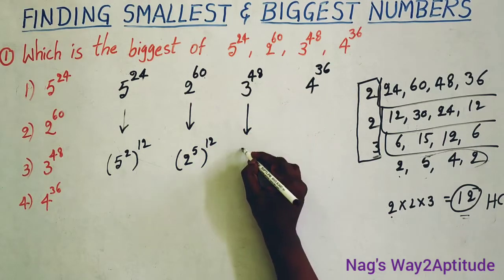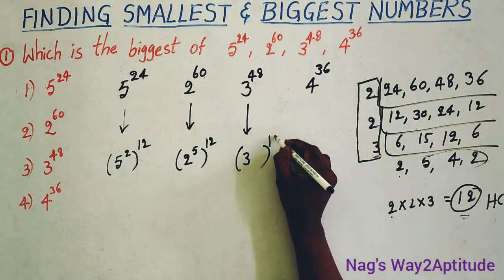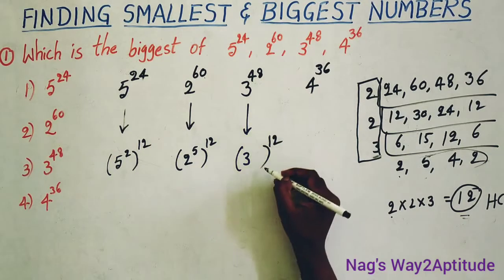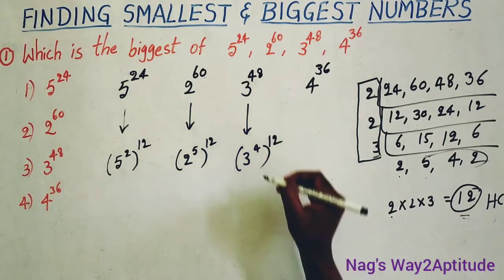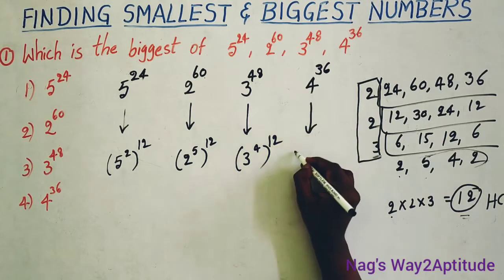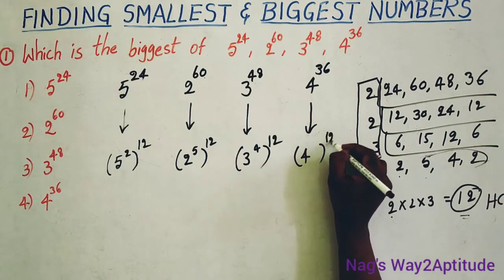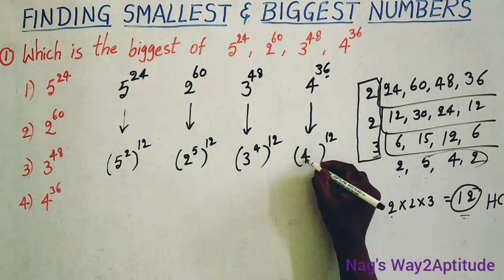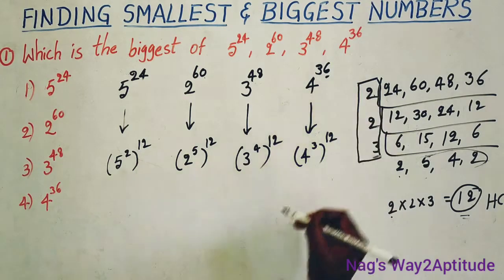Now 3 power, the HCF is 12. So what should be here to make it 3 power 48? If you take 4, 4 into 12 is 48. And finally 4 power, the HCF again 12. So we need 36. What should be here to make it 4 power 36? 3, because 3 into 12 is 36.